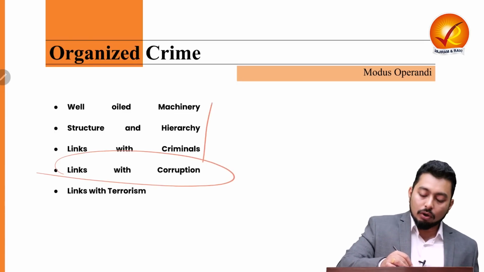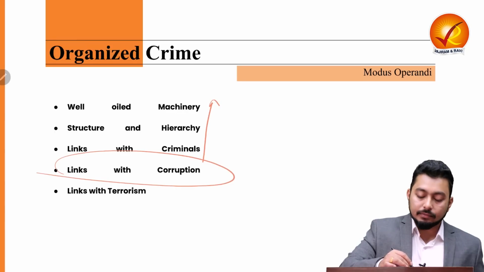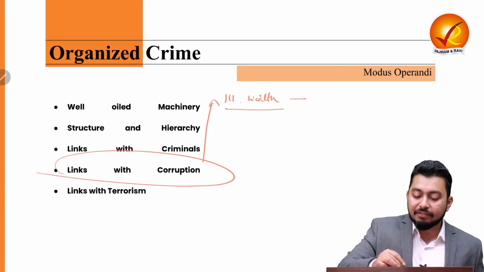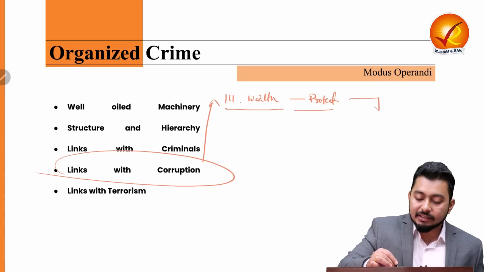Why? Because I have ill-gotten wealth. So I have gotten illegal wealth, and I will do everything to protect it. So I need some shelter.